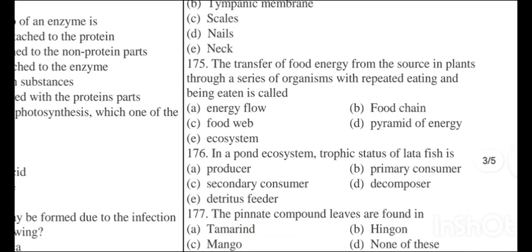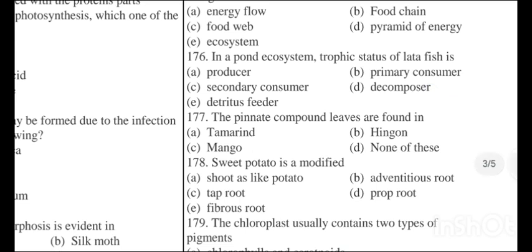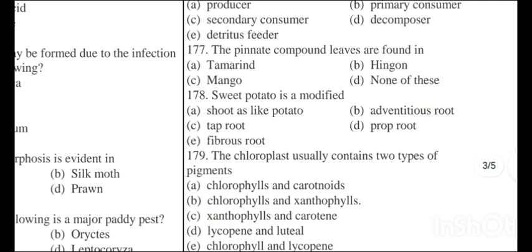The transfer of food energy from source in plants through a series of organisms with repeated eating and being eaten is called as food chain. In pond ecosystem, the trophic status of Lactaphase, so here Lactaphase is the primary consumer.